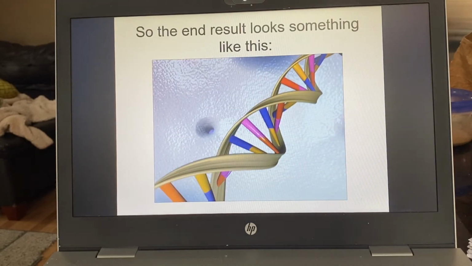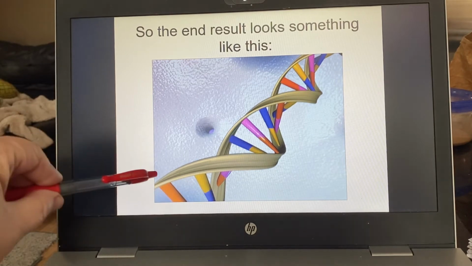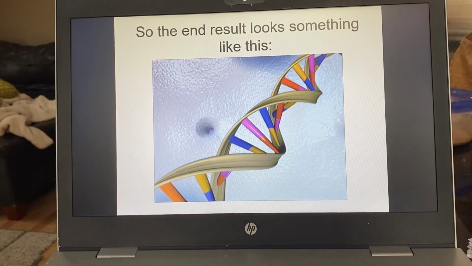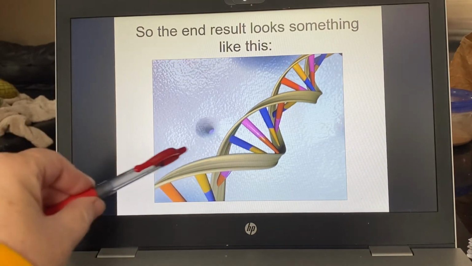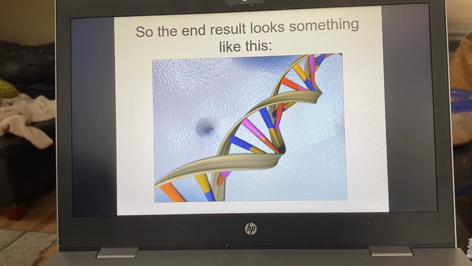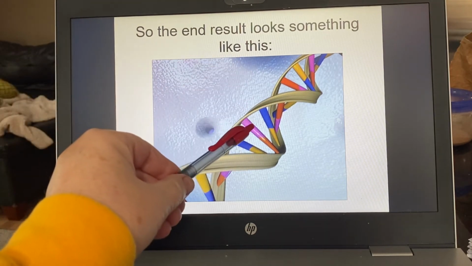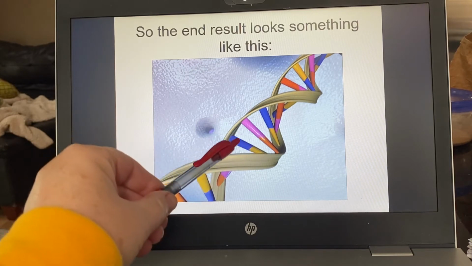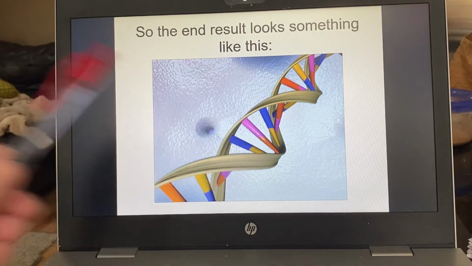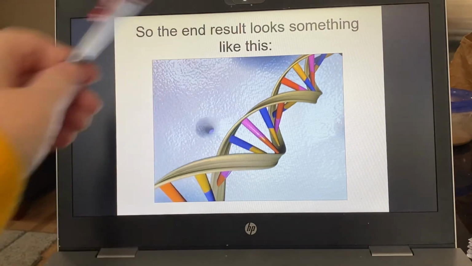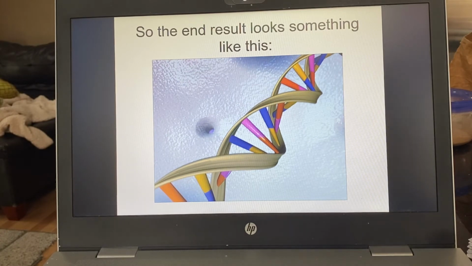So the end result, if we were to make everything pretty, would look something like this. Here's our backbone made up of alternating units of sugar and phosphate, and then the bases are in the middle. So if this is an A, this is a T; if this is a C, this is a G, and so on. And then the whole thing is twisted, and that's what's called the double helix.